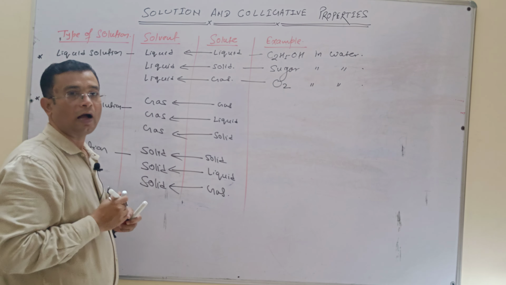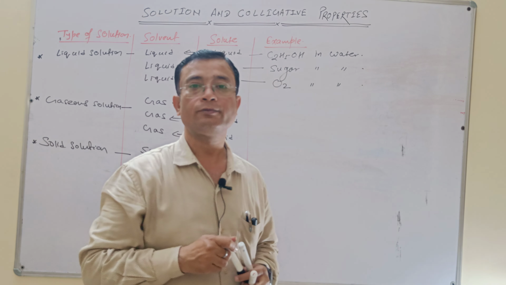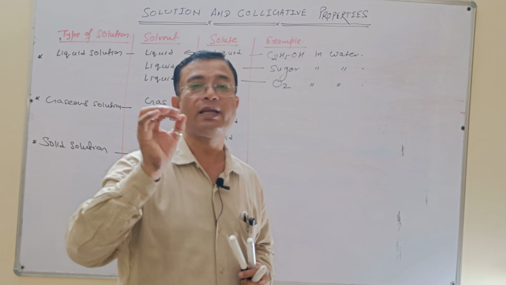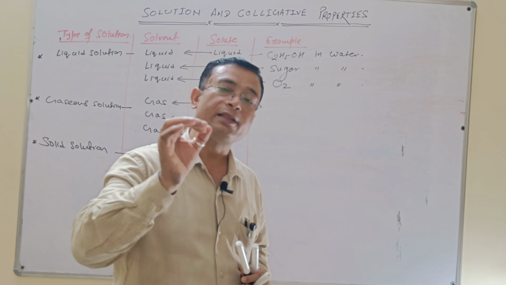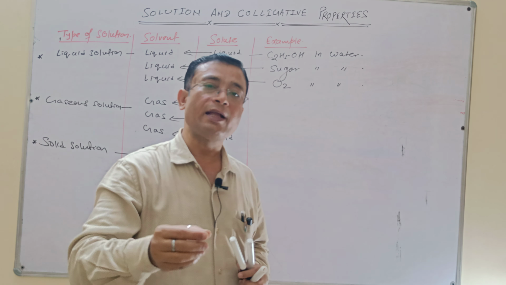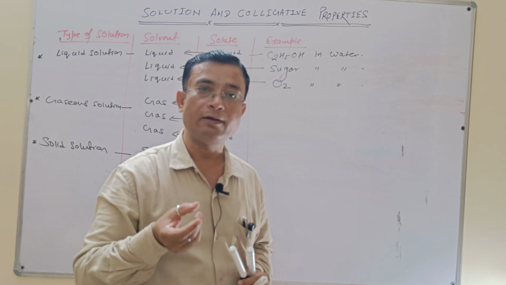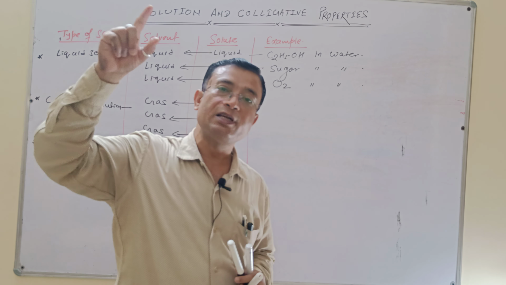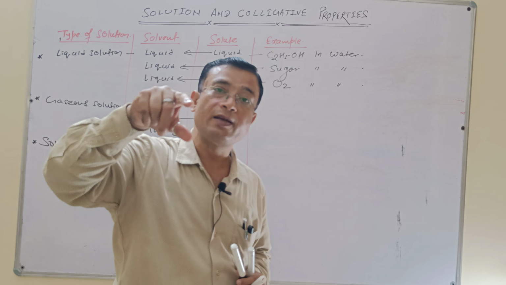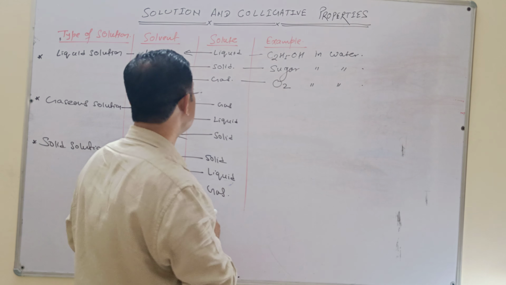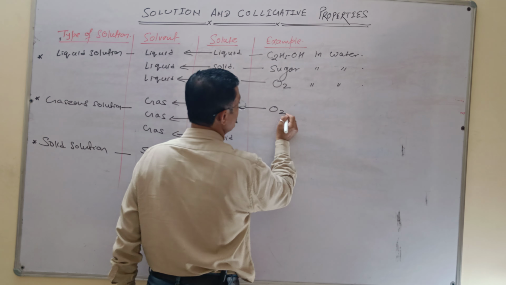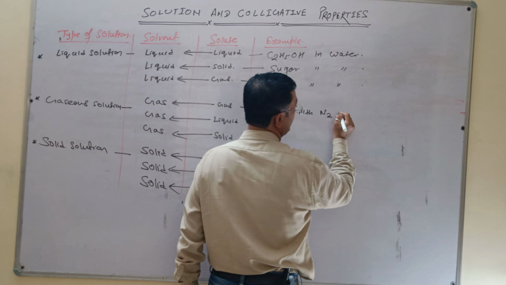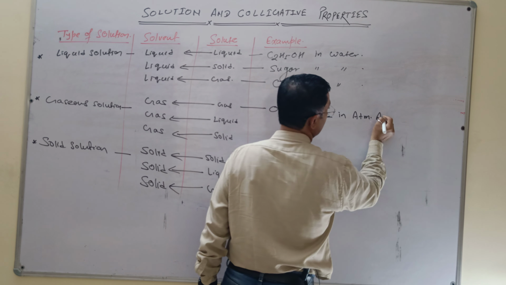Now dear students, we are going to the gaseous solution. Gas dissolved in the gas. I am taking a very simple example, atmospheric air. In atmospheric air, nitrogen is present in abundance, with 78 to 80%, and the rest of the gases are present in smaller quantity. If I am taking the example of a binary mixture, then nitrogen present in the larger quantity is called the solvent, and oxygen present in smaller quantity, that is 16% only, is called the solute. Then here the example, oxygen with nitrogen in atmospheric air.